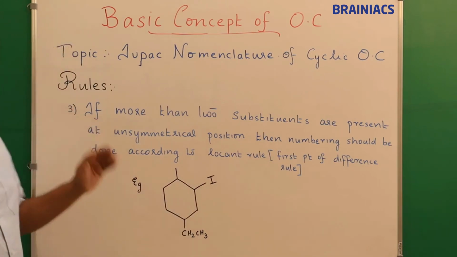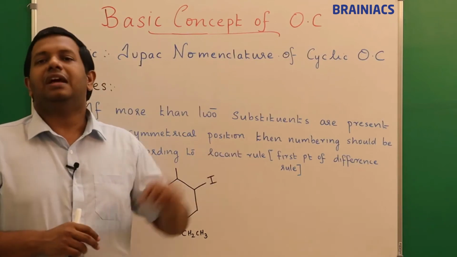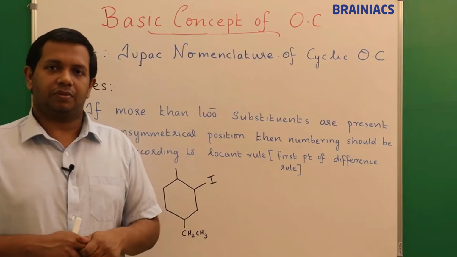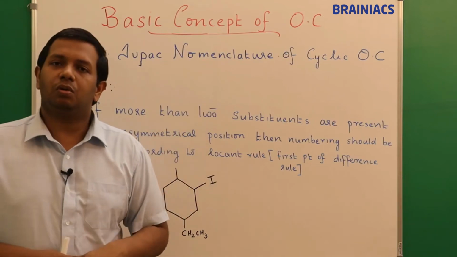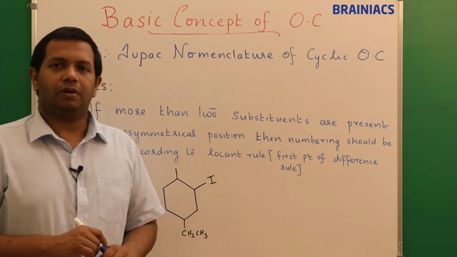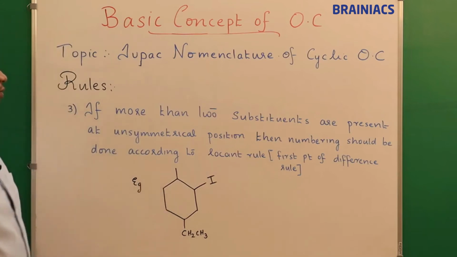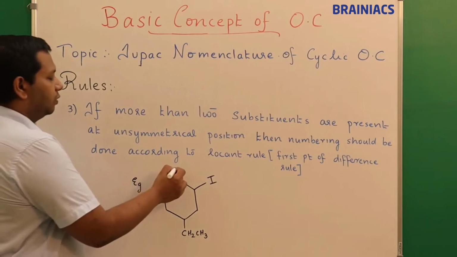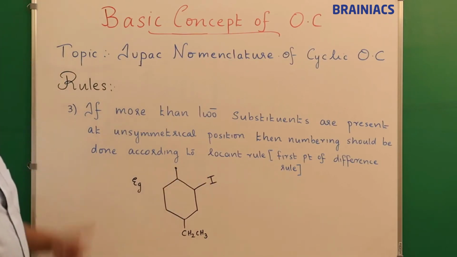So it is stating that if more than 2 substituents are present in your cyclic compound at unsymmetrical position, in that case the numbering should be done according to what rule? Lowest locant rule, or it is also called first point of difference rule. So let's see how it is actually. Now an example is given here, so we need to name this compound. Now I know that this is an open point, so this should be a methyl group. Methyl, iodide and ethyl are present. So how will you number it?